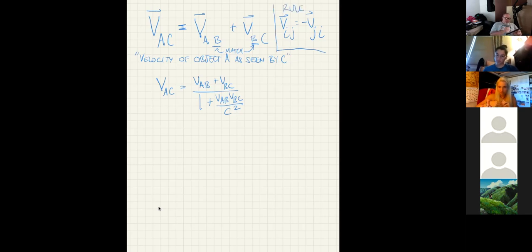Notice this is just a separate rule here, so I'm just boxing it off, okay? So let's imagine a scenario. Let's say this is Earth. And let's say we have a rocket ship, A, and it's traveling to the right, which I'm going to call the positive x direction. And I'm going to say VAE is equal to 0.800 times C, where C is the speed of light. And I'm also going to say there's a spaceship B over here, and it's moving with a velocity of B, as seen by the Earth, is equal to negative 0.900 times the speed of light.